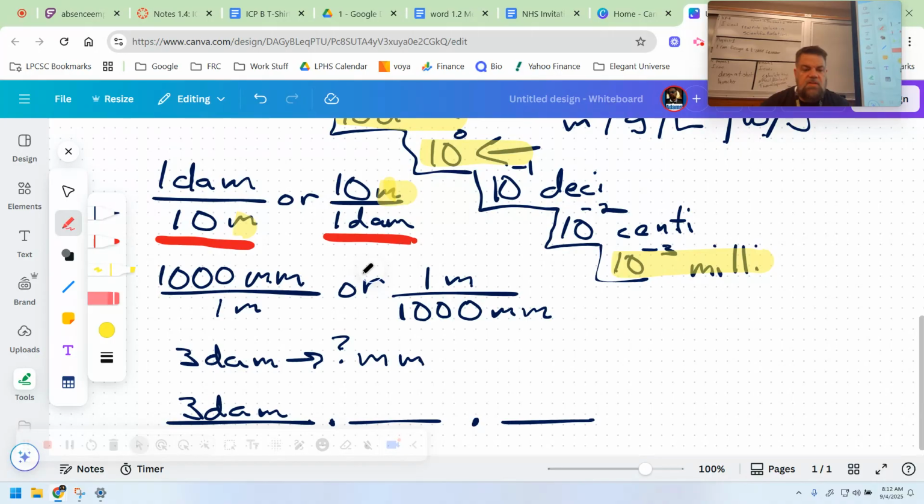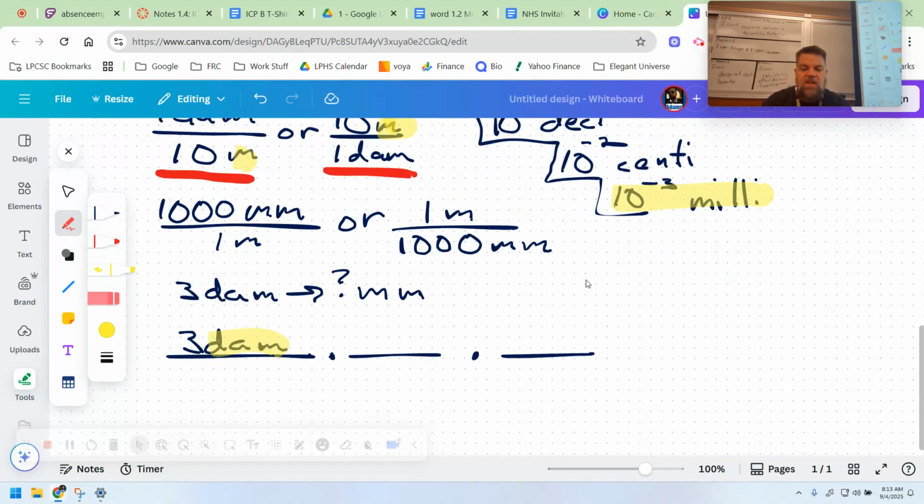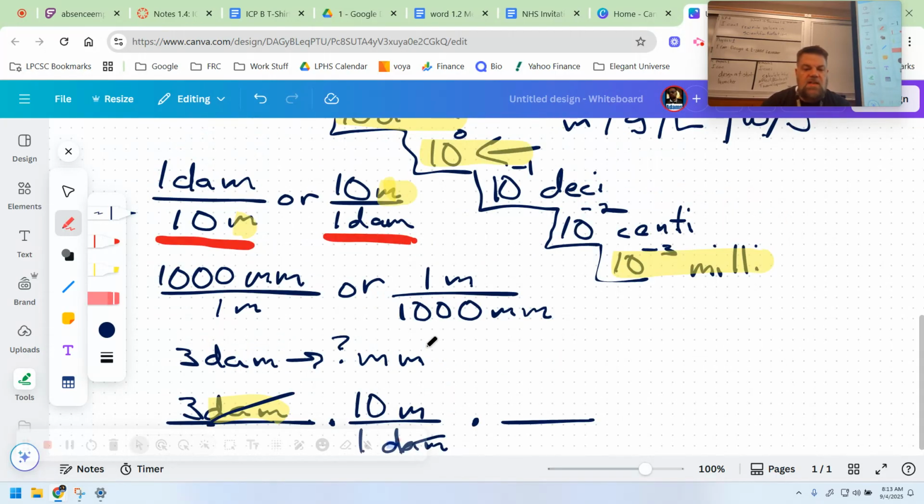And my answer lies in, what do I have up here? I have decameters, so that means I'm going to want decameters down here, because I want to cancel this with this. Well, 1 decameter is equal to 10 meters. So basically, because I need decameters in the bottom, I had to choose this conversion factor. Okay?